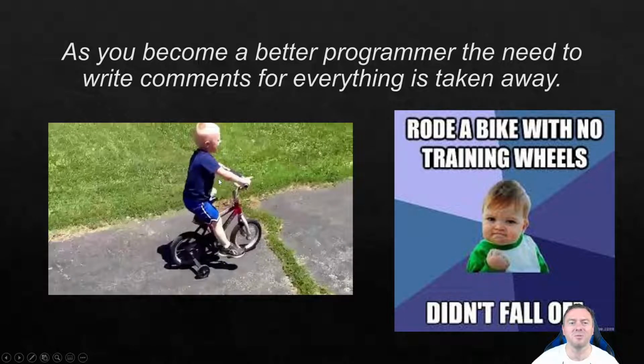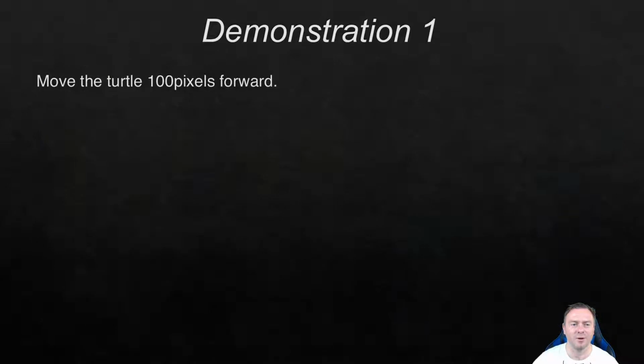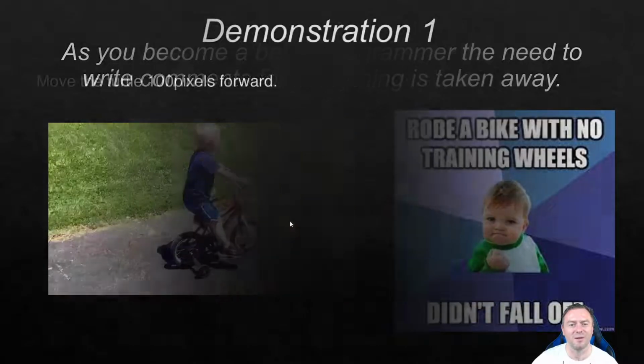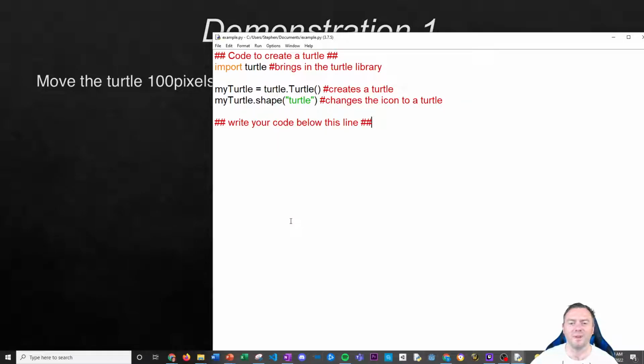So as a good programmer, we need to make sure that we write comments for everything. But as we get bigger and better at programming, we don't necessarily need to. It's like taking training wheels off when you're learning how to ride your bike. It's good to have them on when you start, but you don't need them anymore. So with this bit of code that we wrote here, probably these lines of code might not necessarily be useful. Importing turtle, we don't need to necessarily do that eventually. But as we're learning, it's kind of handy just to have them.